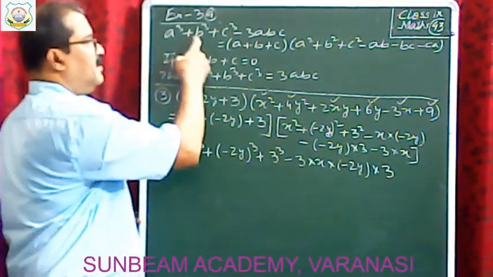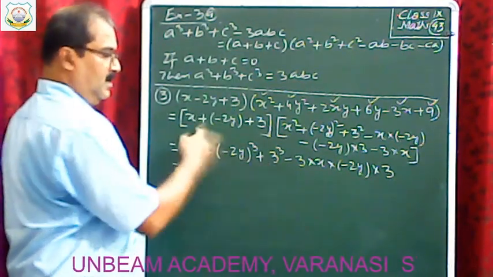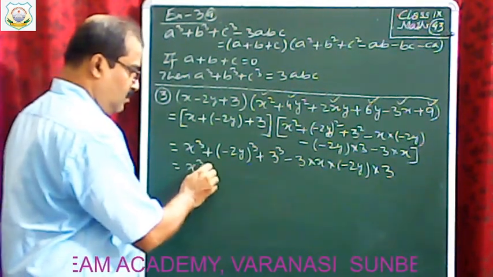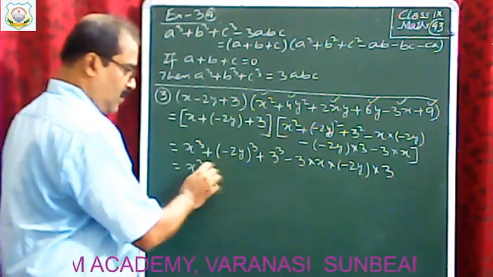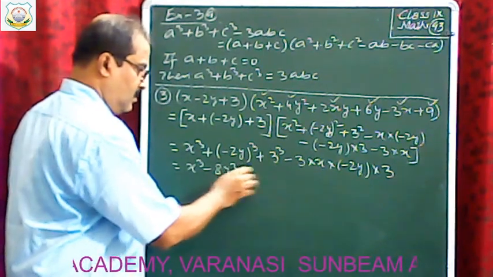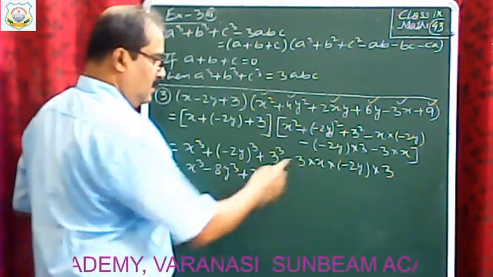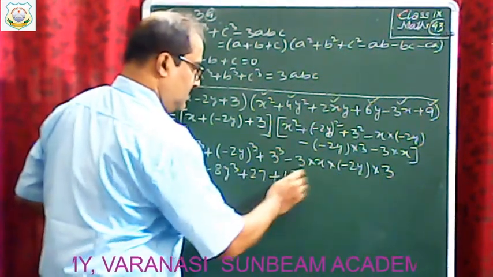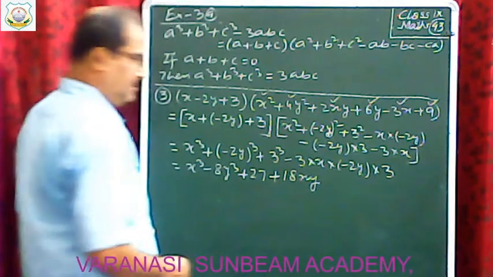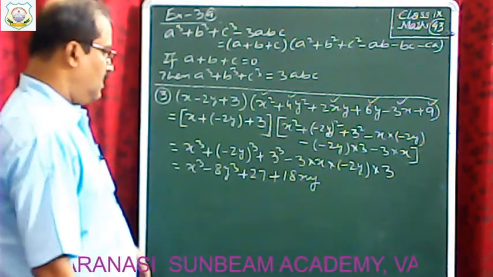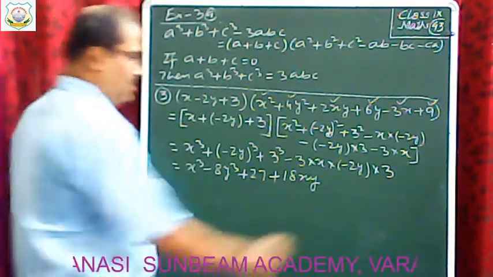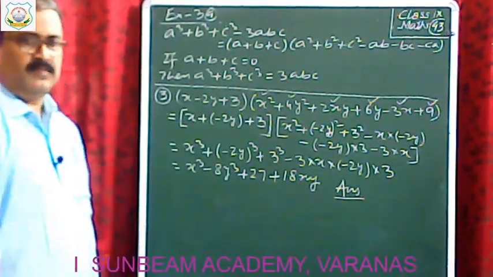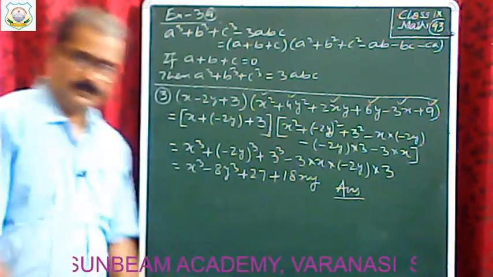A cube plus B cube plus C cube minus 3ABC. ABC we have already identified. So finally you have to simplify: x cube minus 8y cube plus 27, plus 18xy, to get finally the product of the given. So using the identity you have to find the product of the given. Clear?